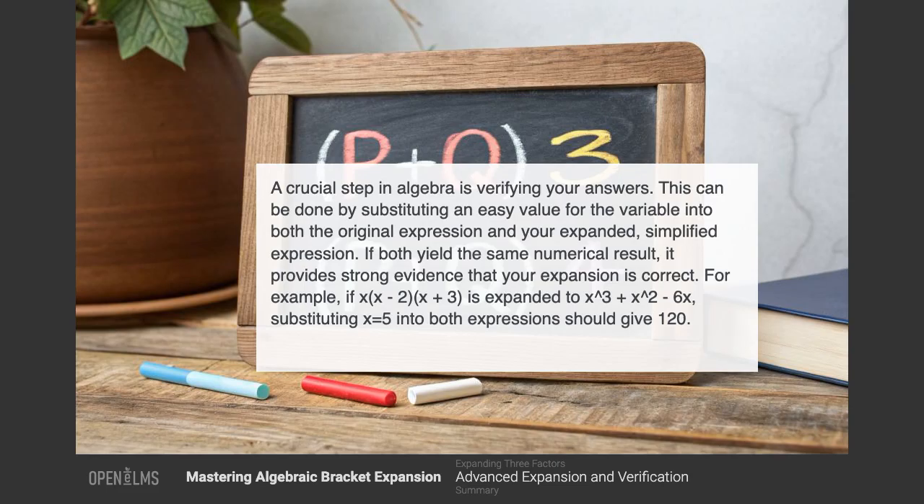A crucial step in algebra is verifying your answers. This can be done by substituting an easy value for the variable into both the original expression and your expanded simplified expression. If both yield the same numerical result, it provides strong evidence that your expansion is correct. For example, if x(x - 2)(x + 3) is expanded, substituting x equals 5 into both expressions should give 120.